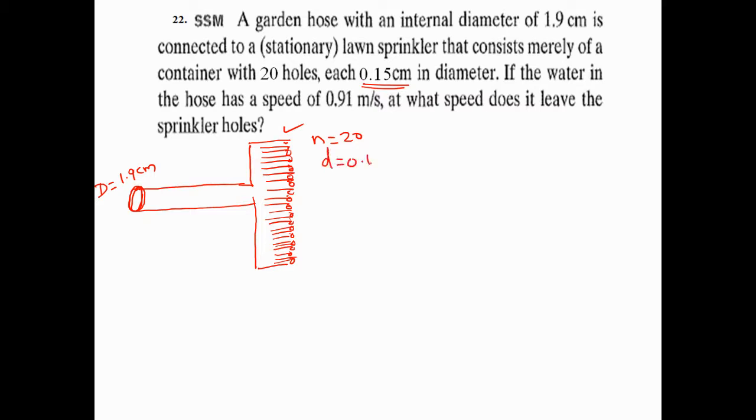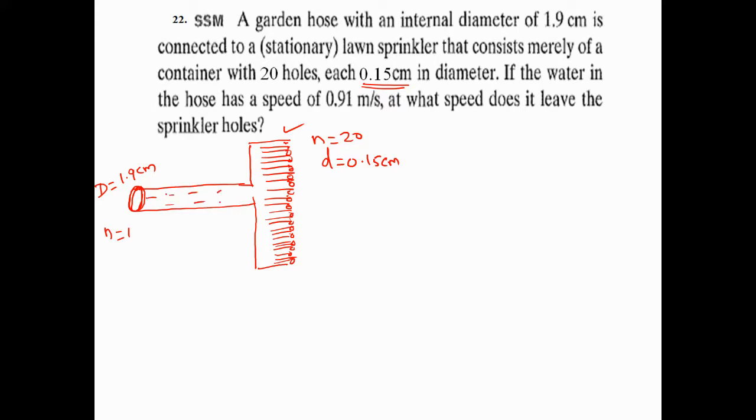0.15 centimeter. That means that each hole has the diameter of 0.15 centimeter. Here you have only one hose. So what is the number of n here? Here it is 1. Am I right? Right. Okay.